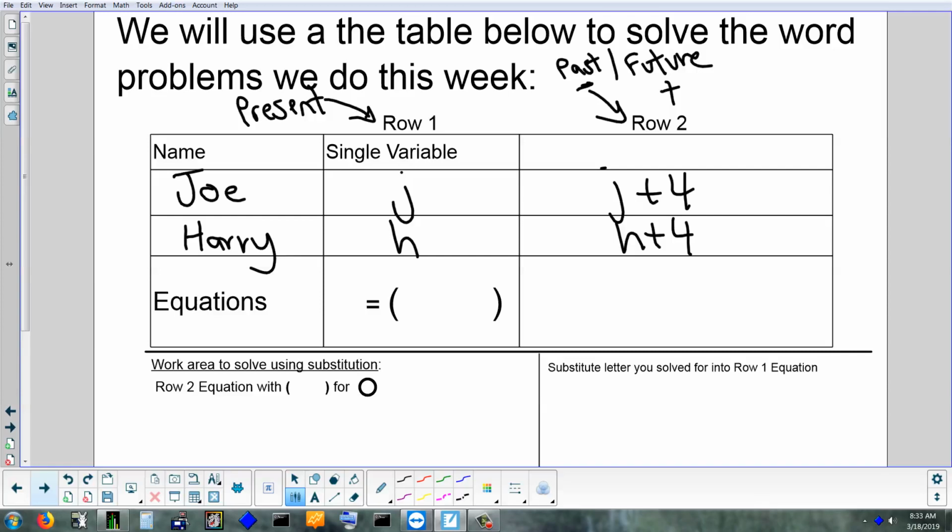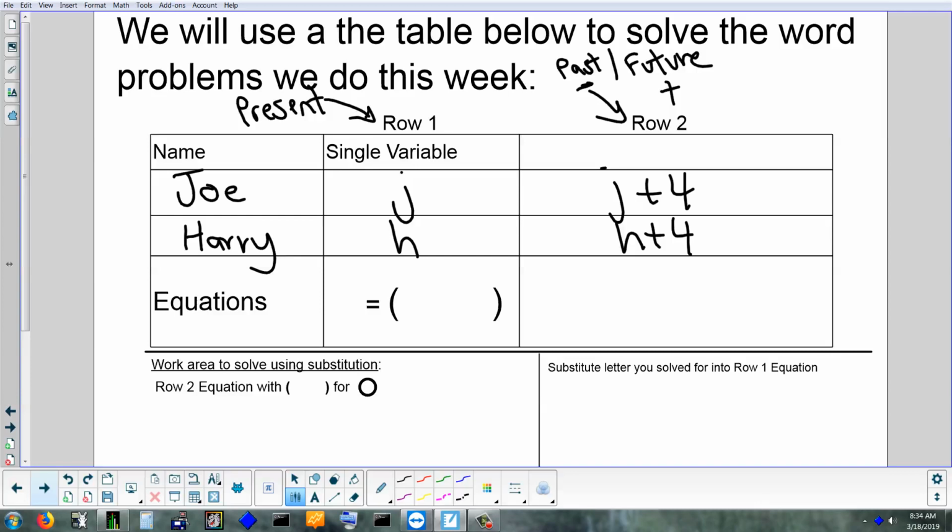For my second sentence, whether it's talking about the past or the future, all depends on how it's worded. If I see Joe in that second sentence, instead of representing him as J, I'm going to represent him as J plus 4, because now I want to know the future. Same thing for Harry. If I'm talking about Harry in 4 years, I'm going to represent him as H plus 4, not just H. All right?